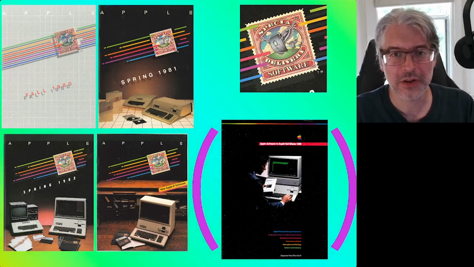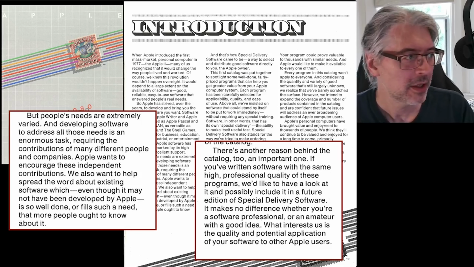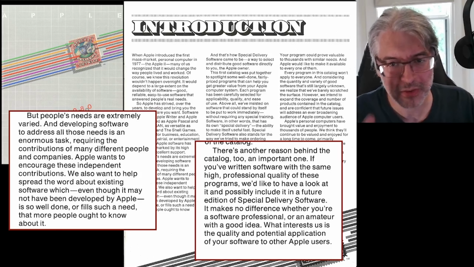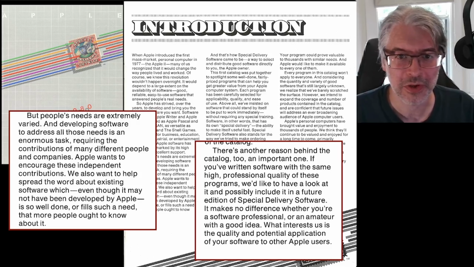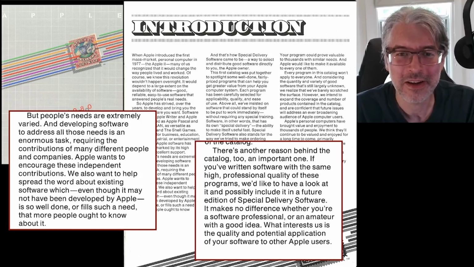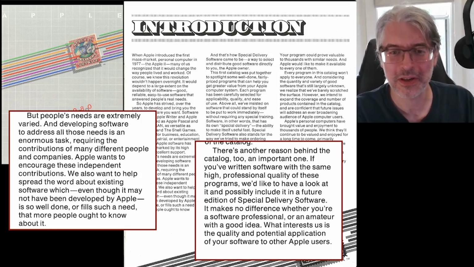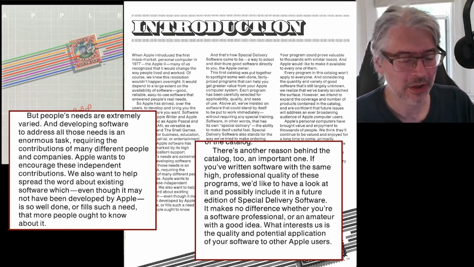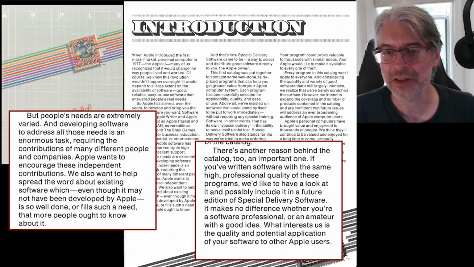Okay, so this is the introduction from the fall 1980 catalog. It's the first page, and it talks about how people's needs are extremely varied. Developing software to meet all those needs is more than we can do. So Apple wants to encourage the independent contributions of outside programmers, and they want to help people get their programs to market, and so that's what they're doing.